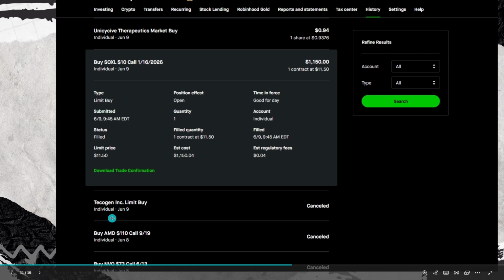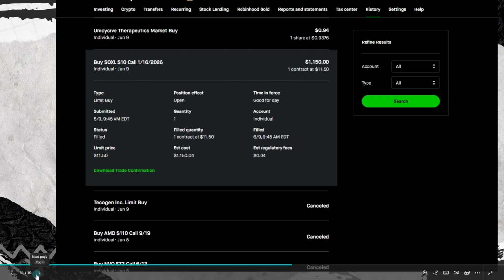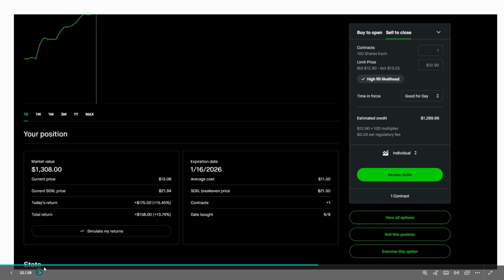This one is one that I'm currently in right now. This contract, if you can see up here, it's a $10 call. It expires next year, January 16th. I bought this at 9:45 in the morning, and I bought it for $1,150. I'm currently in this contract, so I'm going to show you what it shows right now.